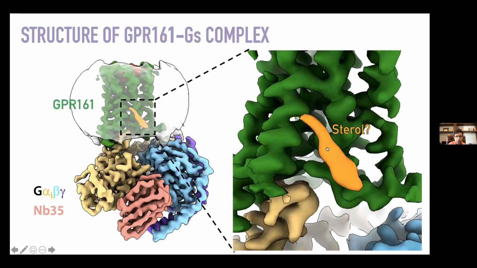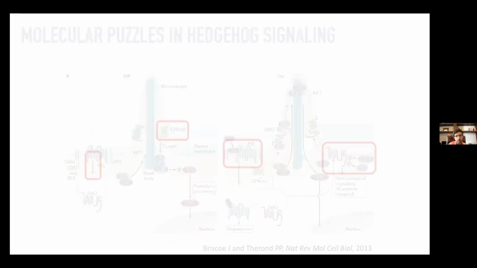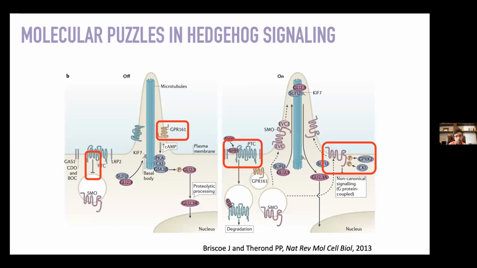So again, this project is at a very early stage, but we're hopeful that, having identified this potentially new modulator, we might be able to really understand how GPCR161 controls hedgehog signaling. Okay, so with that, I'll start to summarize.